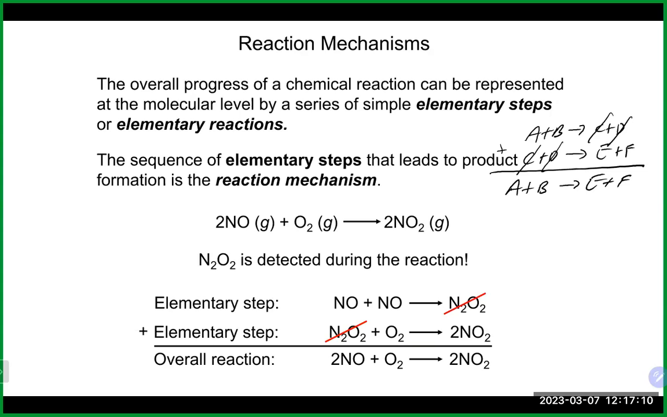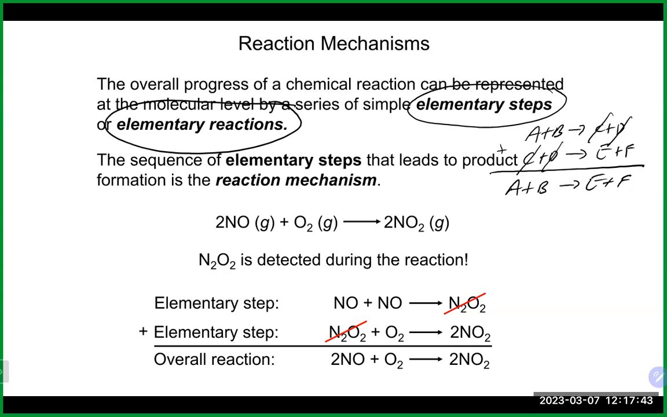Now, reactions in general happen in multiple steps, and we sometimes refer to these steps as elementary steps or elementary reactions. And a sequence of elementary steps is what is referred to as a reaction mechanism. A reaction mechanism is a plausible way for a reaction to take place. It may not always happen that way, but it is a logical way that this reaction may occur in multiple steps.